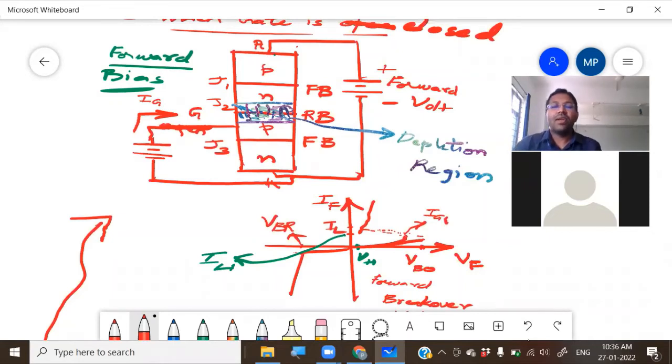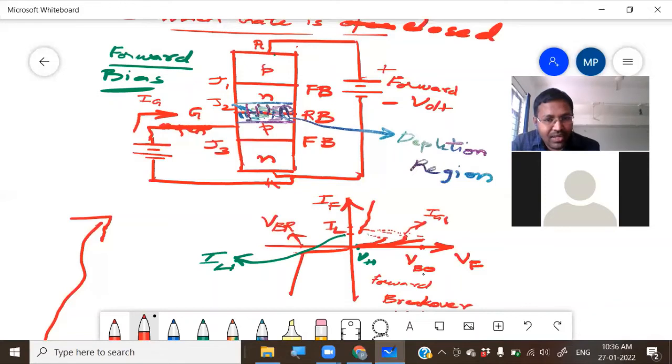Okay, Ig1. Now what happens if we further increase the gate current? Very simple. The more the gate current, the breakover voltage will happen at a lower voltage. What do I mean by that? The characteristics will follow. If we increase the gate current further, the characteristics will be like this. The breakover voltage will occur at a lower voltage if we gradually increase the gate current.